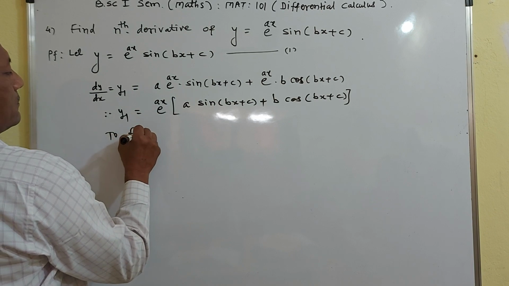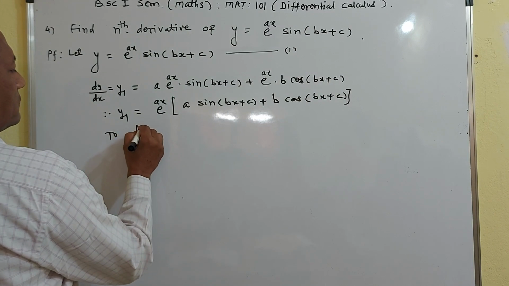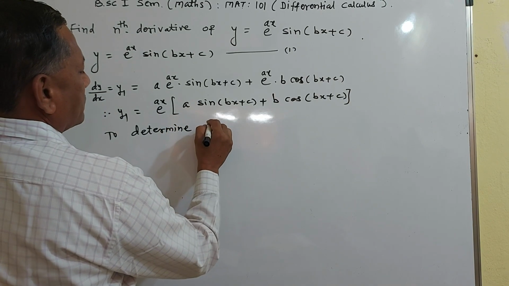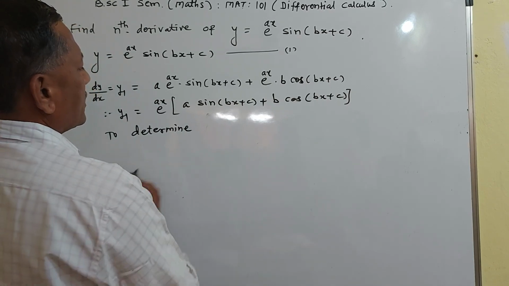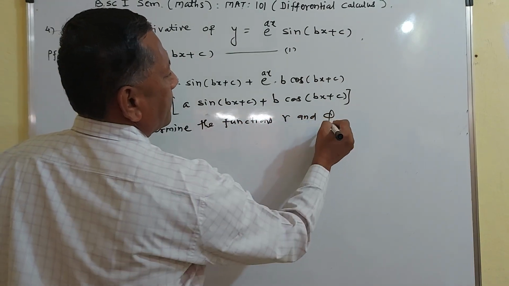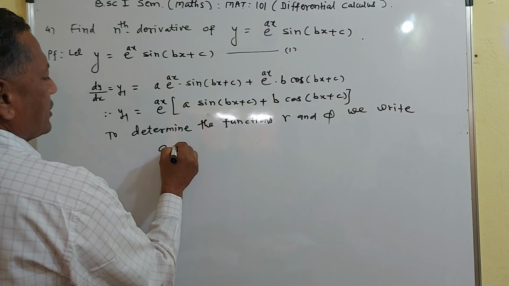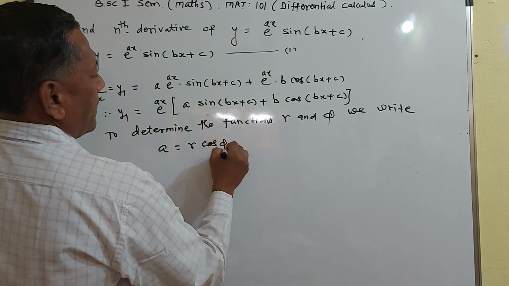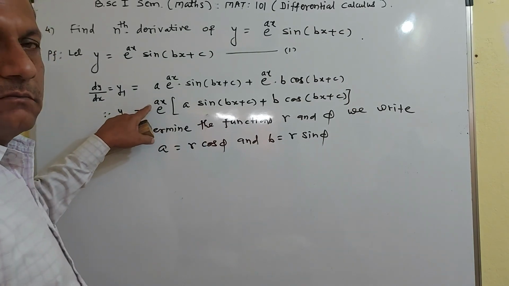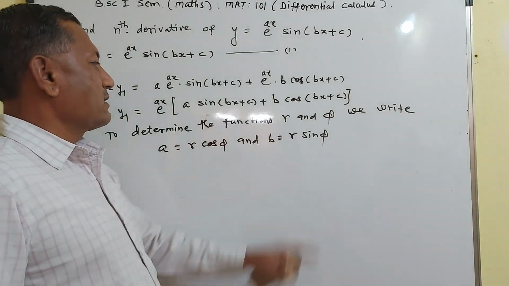To determine the functions r and phi, we put a is equal to r cos phi and b is equal to r sin phi in bracketed terms only, not on e raised to ax, only for this a and for this b. A is equal to r cos phi and b is equal to r sin phi.